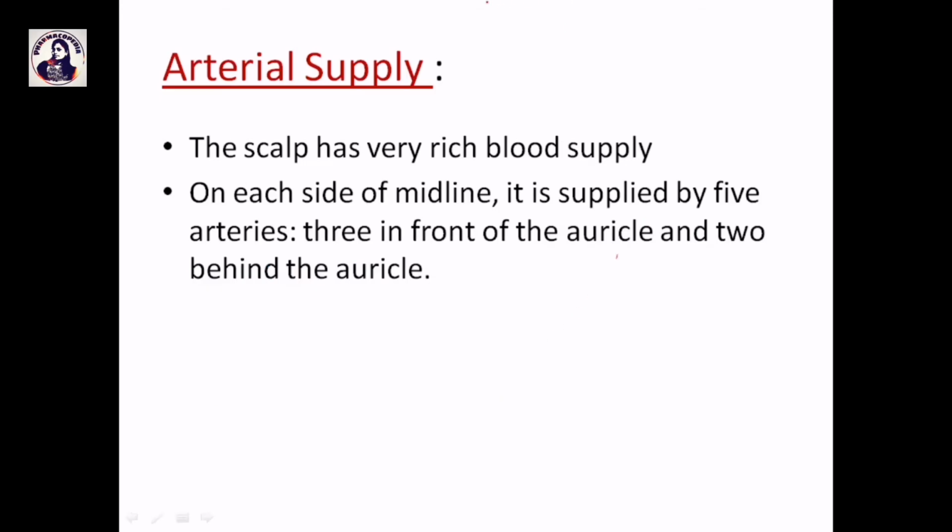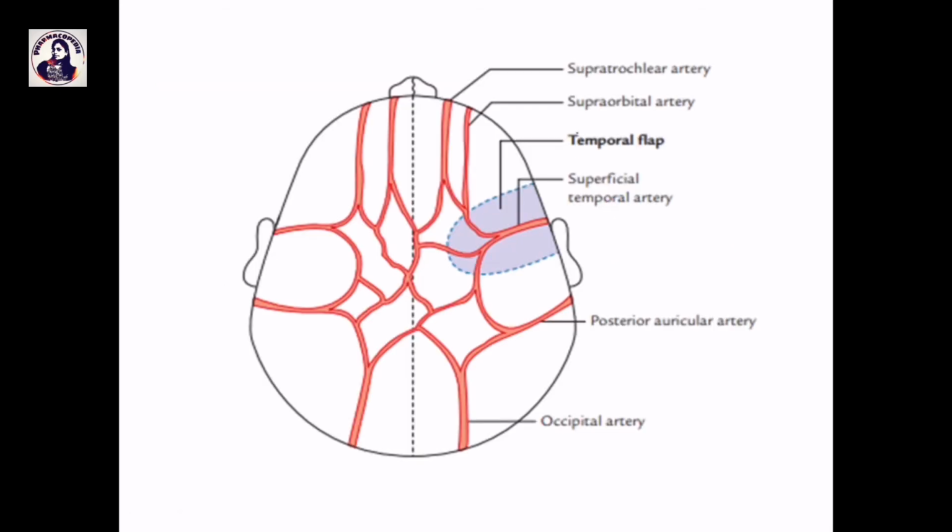Talking about the arterial supply. So scalp has a very rich blood supply. So again, midline की each side में क्या है, it is supplied by the 5 arteries, 3 in front of the auricle and 2 behind the auricle. The 3, that is the supratrochlear, supraorbital, and the superficial temporal artery, are in front of the auricle, and the posterior auricular and the occipital artery are behind the auricle.